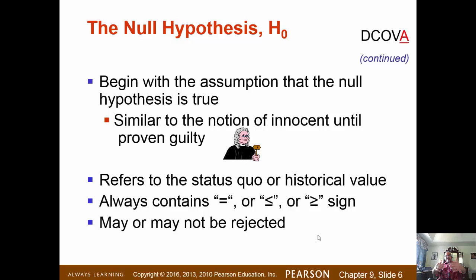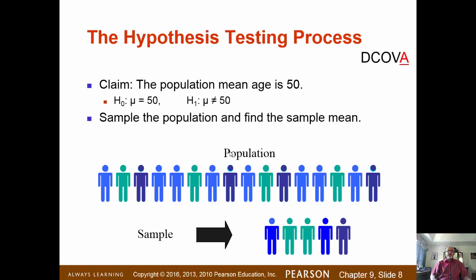So the alternative has to be, as I said, the opposite. If you have equal to in the null, the alternative hypothesis will be the opposite of that, which is not equal to. If you have less than or equal to in the null, then the opposite is the alternative, which is greater than. If the null is greater than or equal to, then the alternative is less than. Suppose somebody makes a claim that the population mean age is 50, and we want to verify that. So the null is mu equals 50, and the alternative is mu not equal to 50.